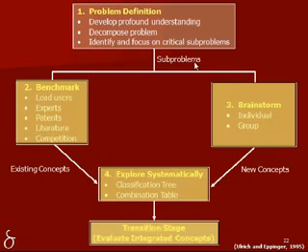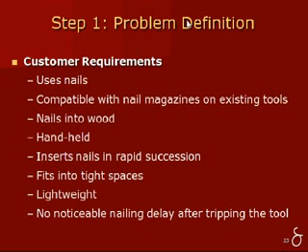Okay, so let's now envision what this problem definition stage looks like. We need to understand our problem, and then we will decompose it. So what understanding? Well, we can begin with what we can call customer requirements. We've also called these product attributes or product characteristics. This is the high-level qualitative characteristics that our handheld nailer is going to embody.